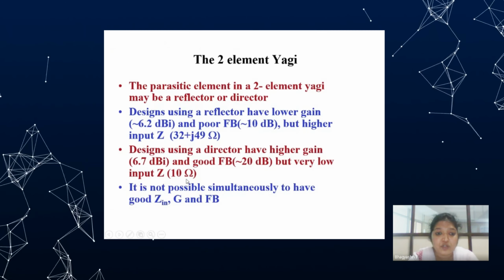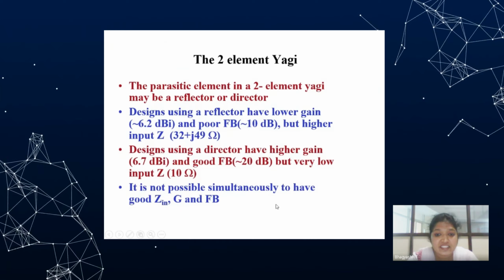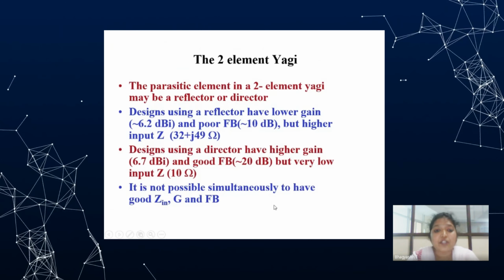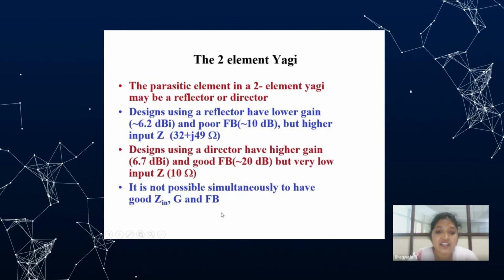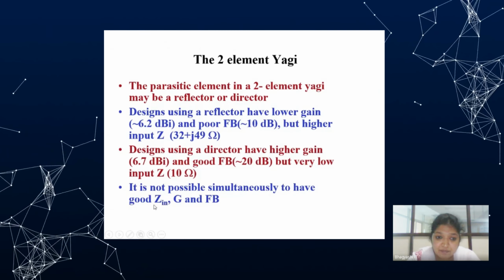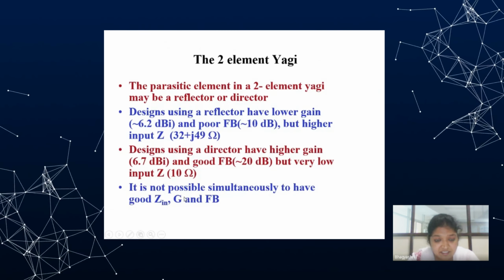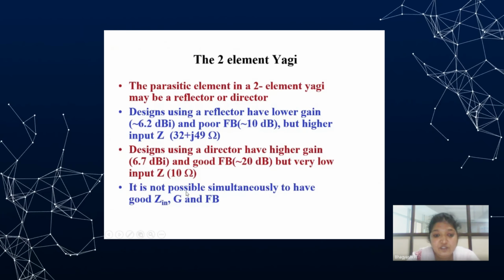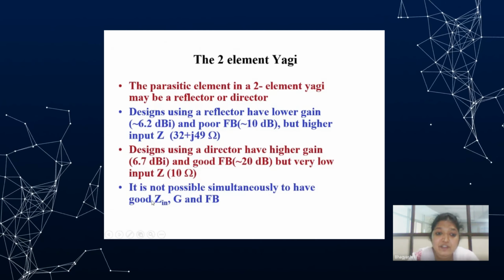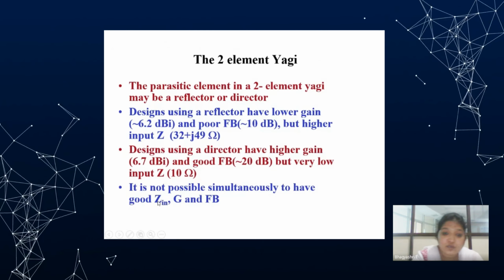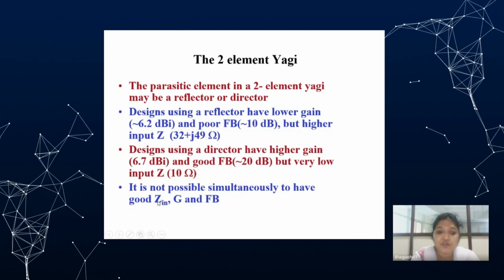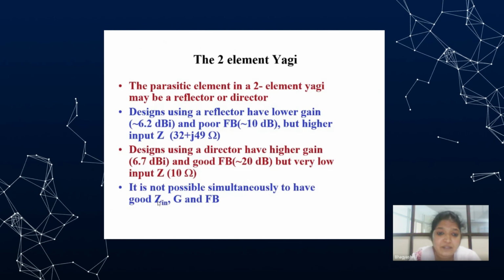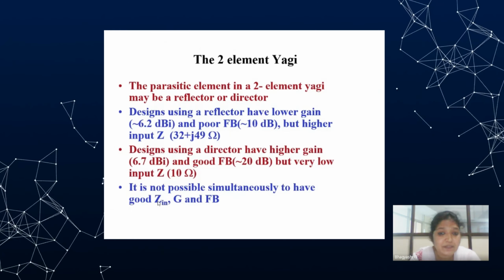Please note down that it is not possible to simultaneously have good input impedance, gain and front to back ratio. Please underline that. If you are getting good impedance, then maybe your gain and front to back ratio can be reduced. If you are increasing your gain and front to back ratio, then maybe your impedance suffers. So at one time we can't achieve 3 parameters. You have to compromise on one parameter. Okay, it depends on your design.